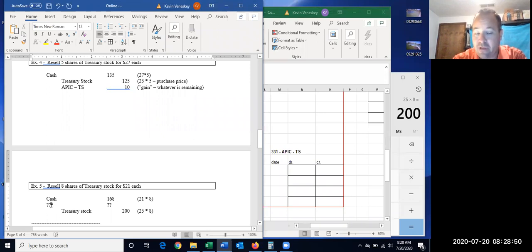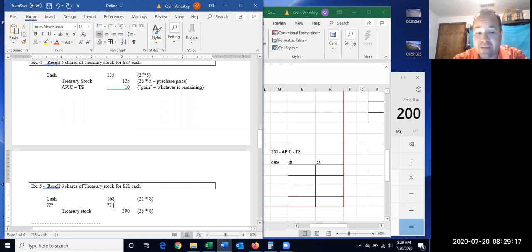Now I'm going to leave this one blank for just a second because I need to come down here and see what I'm going to credit. I'm going to credit my treasury stock for not the $21, but the $25 that I bought it for, just like up here. So 25 times the 8 shares is $200. So I'm going to need to show that, oh, this time I kind of have a loss.